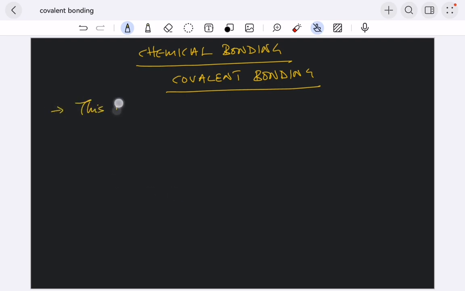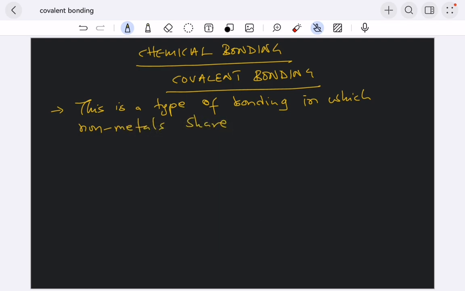So this is a type of bonding in which nonmetals share electrons in order for them to become stable.